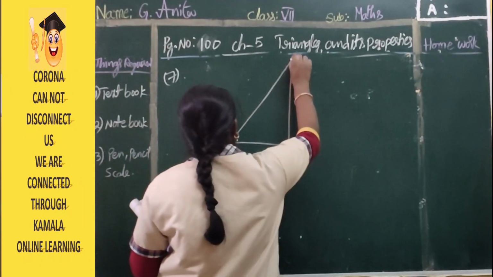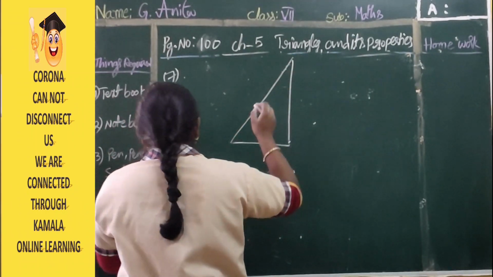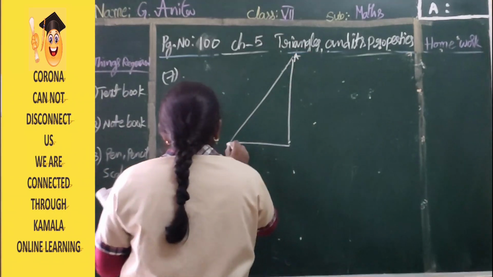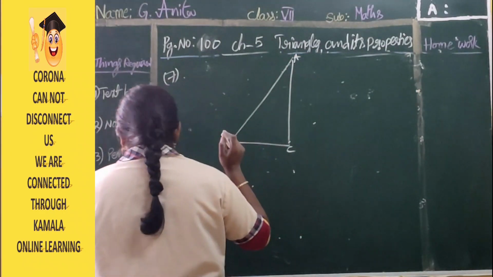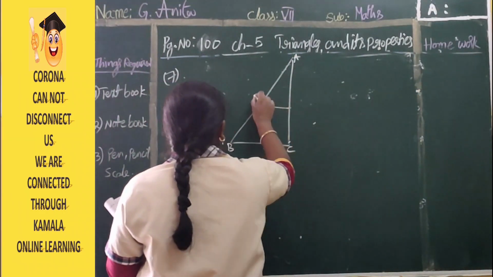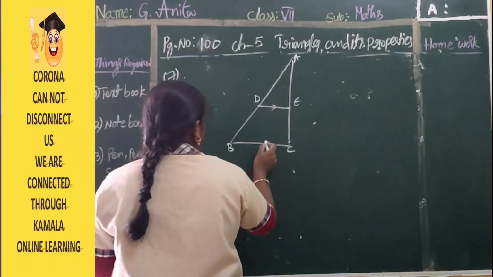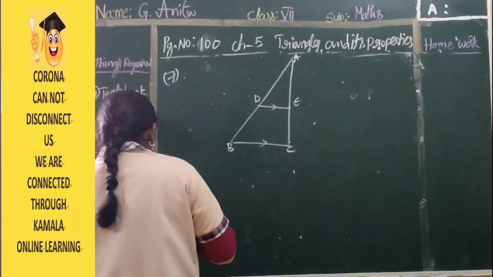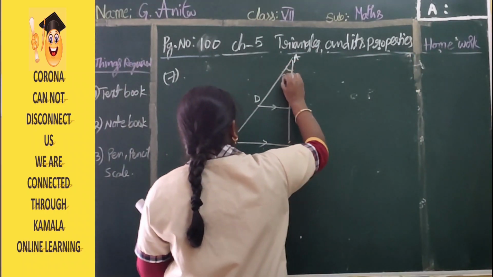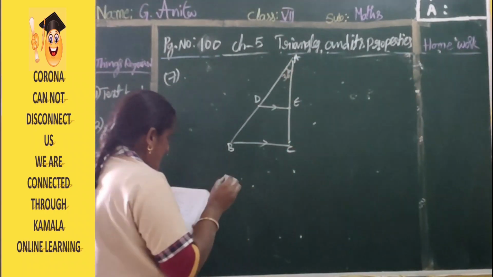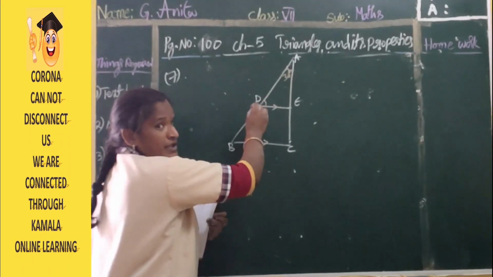Okay. So anyone got idea about this figure? So in this triangle ABC, DE is given and DE is parallel to BC. DE is parallel to BC, they are given. Okay, clear? Here 30 degrees and here y degree is given.